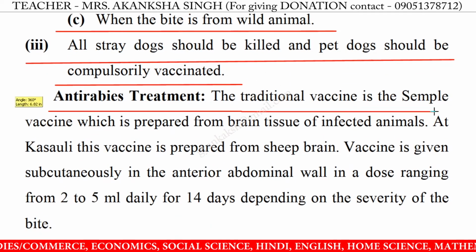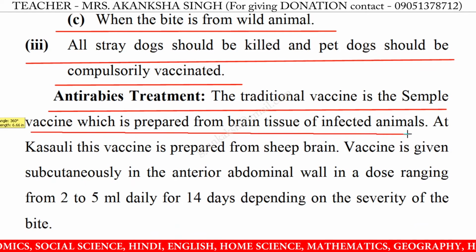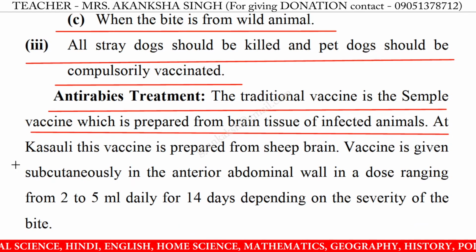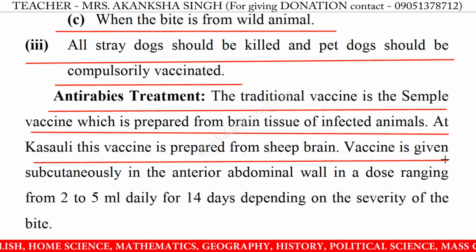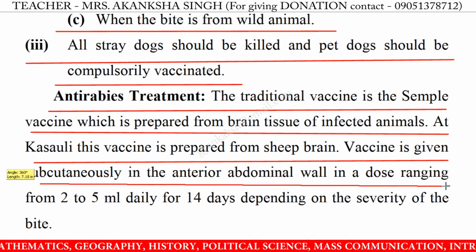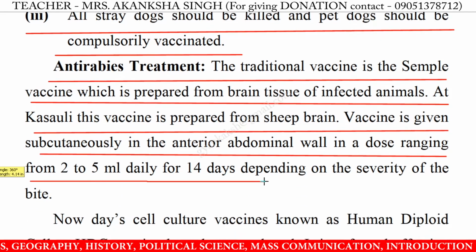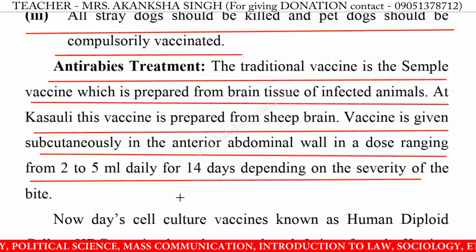Anti-rabies treatment. The traditional vaccine is the Semple vaccine which is prepared from brain tissue of infected animals. At Kasauli, this vaccine is prepared from sheep brain. Vaccine is given subcutaneously in the anterior abdominal wall in a dose ranging from 2 to 5 milliliter daily for 14 days depending on the severity of the bite.